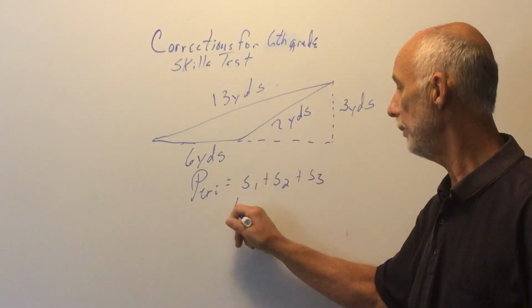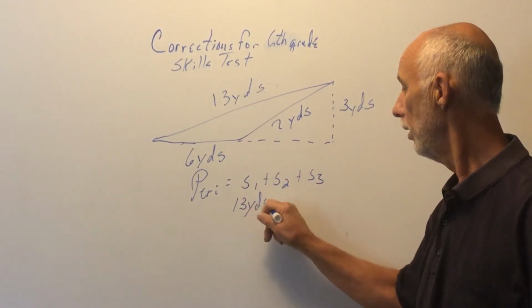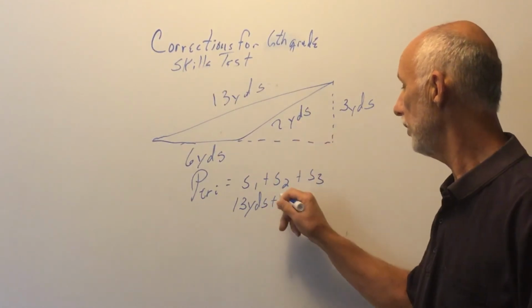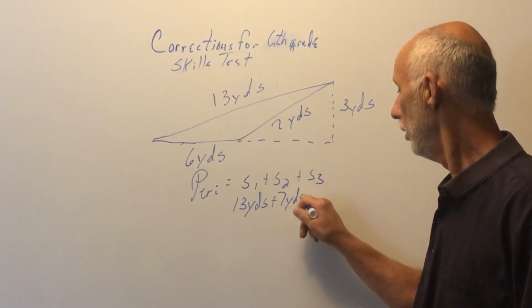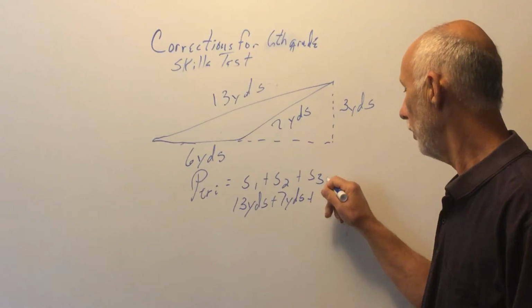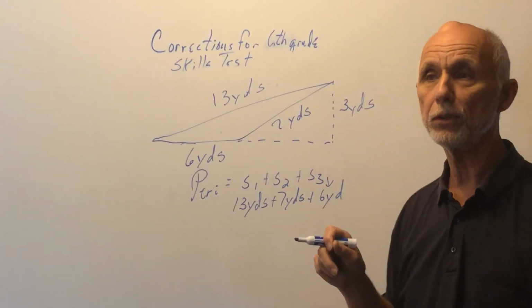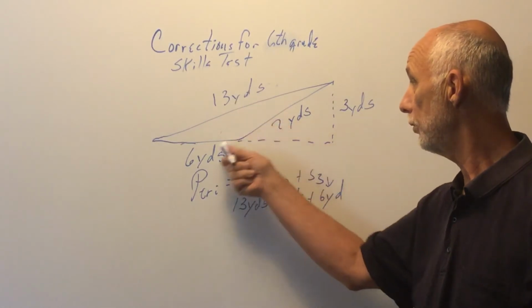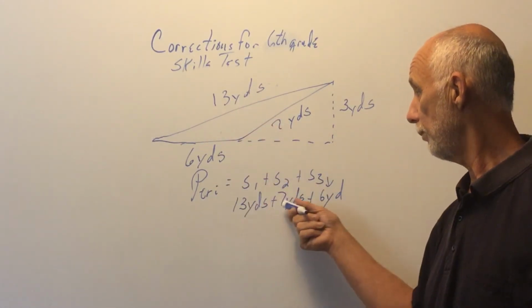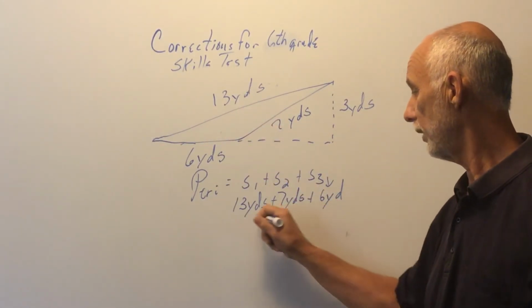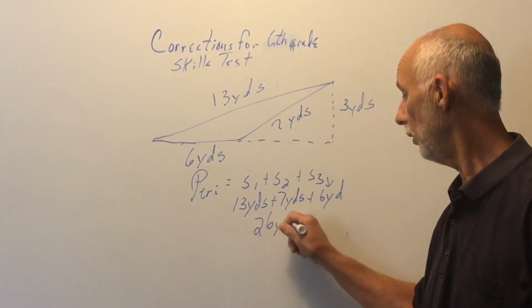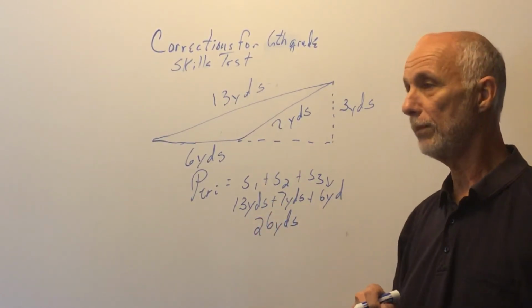So side 1 could be 13 yards, plus side 2 could be 7 yards, plus side 3 could be 6 yards. Again, whichever one you call side 1, 2, and 3 is up to you, but you must use these 3 measurements. 13 plus 7 is 20, plus 6 is 26 yards. And that was the perimeter.